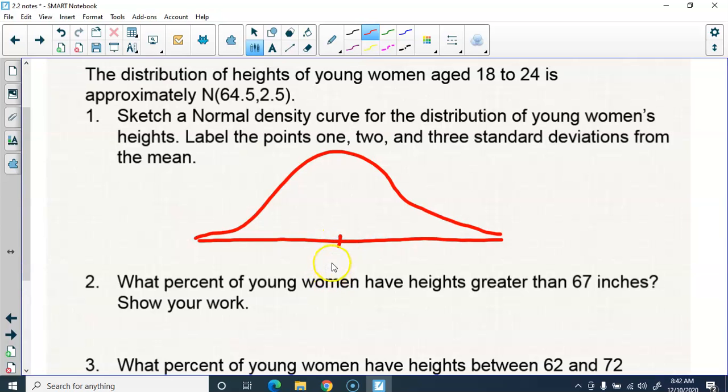So right at this peak here, we have the 64.5, and it says to label 1, 2, and 3 standard deviations away in both directions. If we know the standard deviation is 2.5, then going to the right of the mean, I would be adding 2.5 every time. So we'd have 67, 69.5, and 72. And then to the left of the mean, we'd have 62, 59.5, and 57.